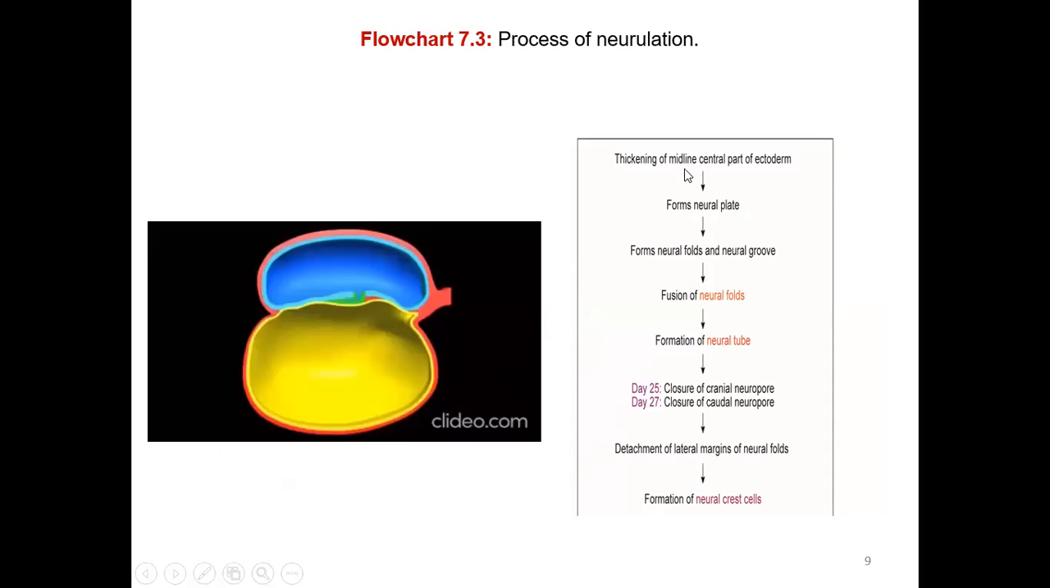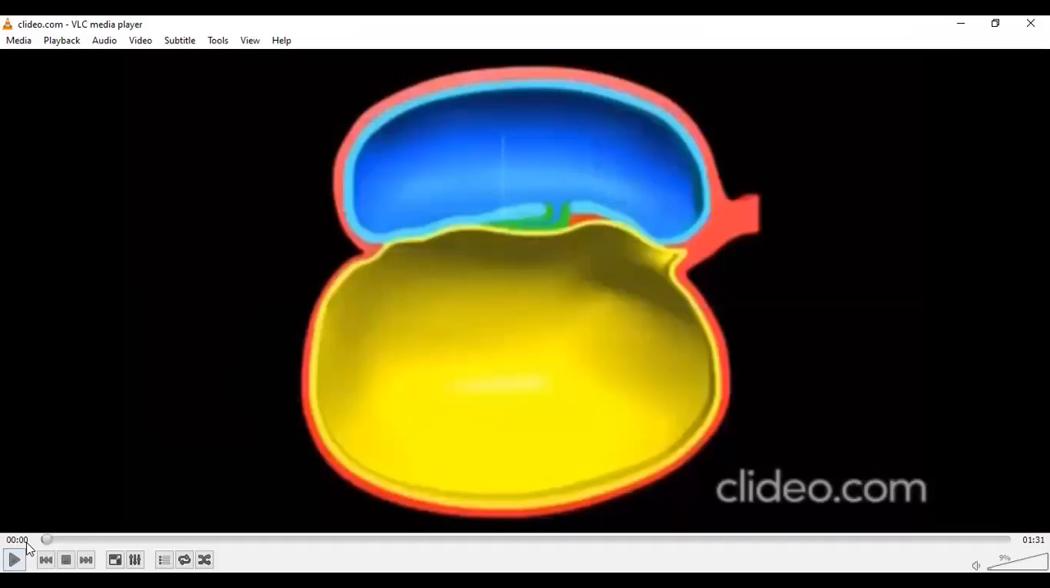So in brief, the process of neurulation involves thickening of the central part of the ectoderm. It forms the neural plate. Then it forms the neural folds and neural groove. Then there will be fusion of the neural folds. Then it will lead to formation of the neural tube, whose cranial neuropore will close at day 25 and the caudal one will close at day 27. Before the neural tube is formed, there is detachment of the lateral margins of the neural folds. These are known as neural crest cells. So this is a summary of how neurulation occurs.